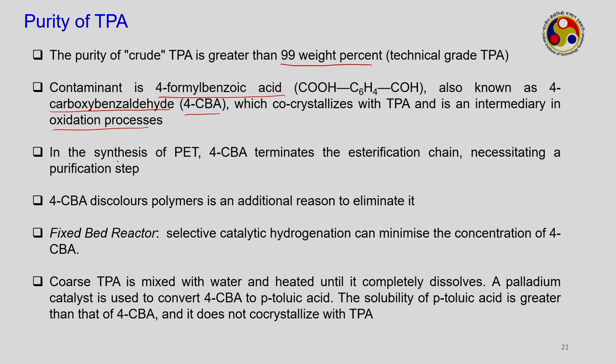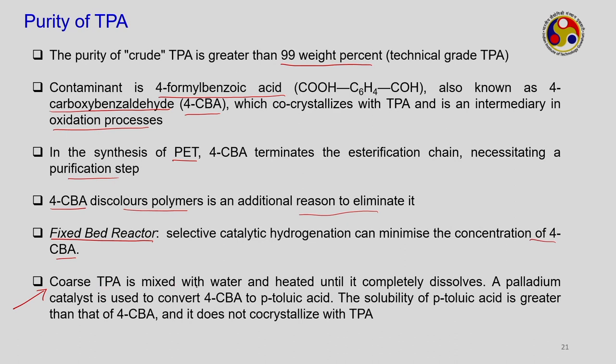This problem arises in the synthesis of PET. When PET is formed, you have this 4-CBA, which will terminate the esterification chain. So it will not allow the polyethylene terephthalate polymer chain to form. So it has to be removed from TPA prior to polymerization. Another point is that this 4-CBA discolors the polymers, which is an additional reason to eliminate it. So you take a fixed bed reactor, where a selective catalytic hydrogenation takes place. It will hydrogenate the 4-CBA to the respective products and minimize its concentration. So how is it done in this method?